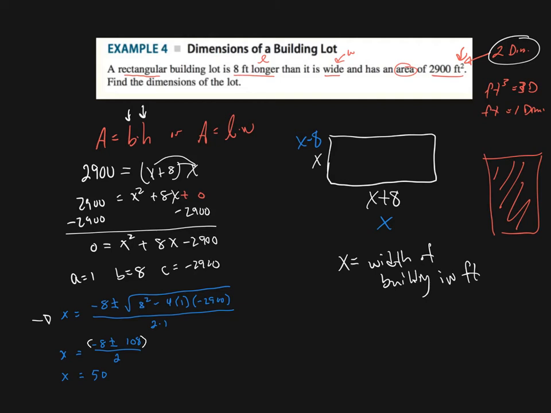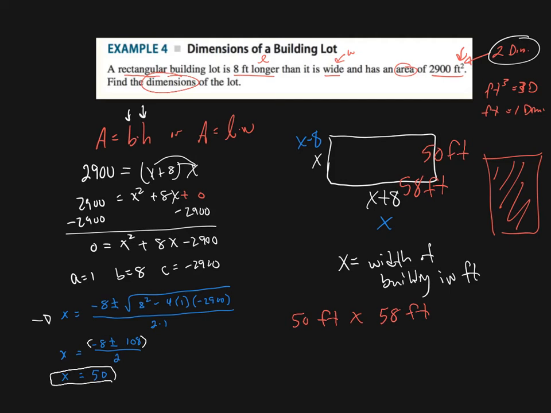So negative 8 plus 108 is 100, and 100 divided by 2 is 50. So I'm going to stick with that as my only answer because, again, we're talking about dimensions and you can't have negative answers. So what is x? x is our width. So this is 50 and this is 58. And we were talking in terms of feet. So it's a 50 by 58 foot building lot.